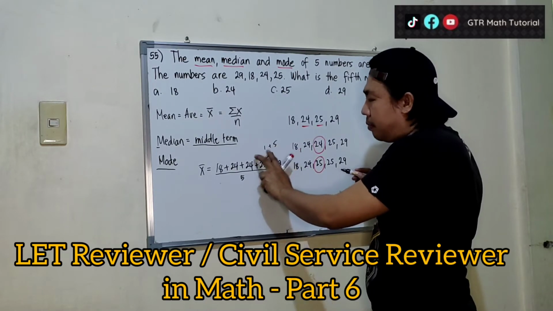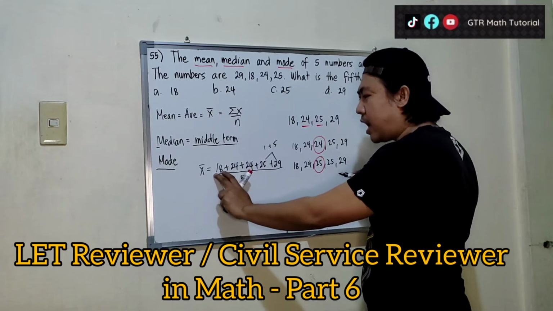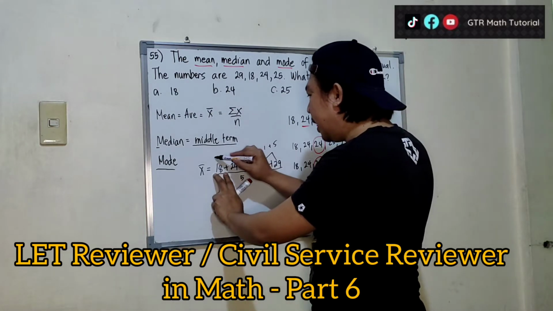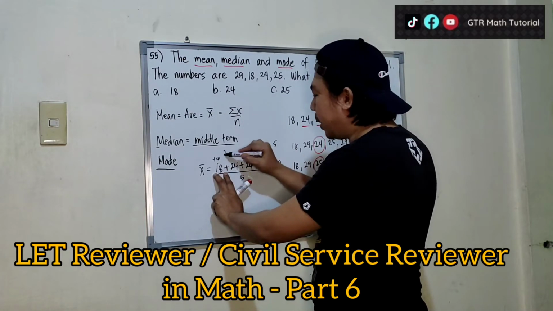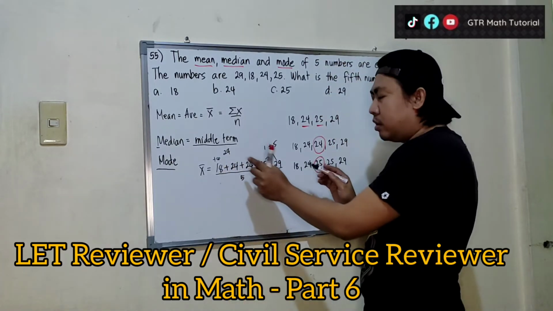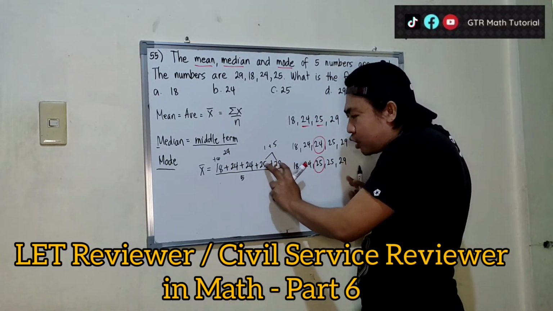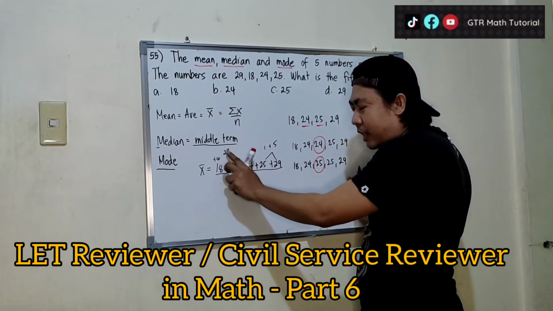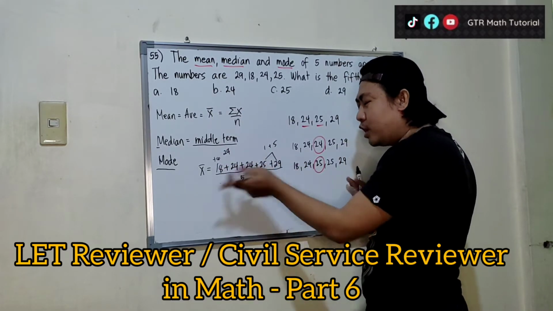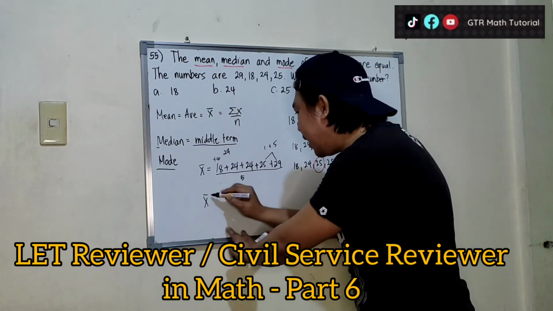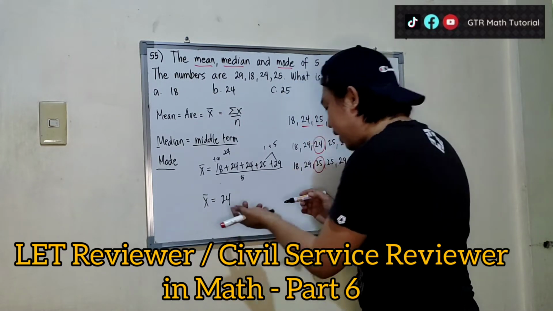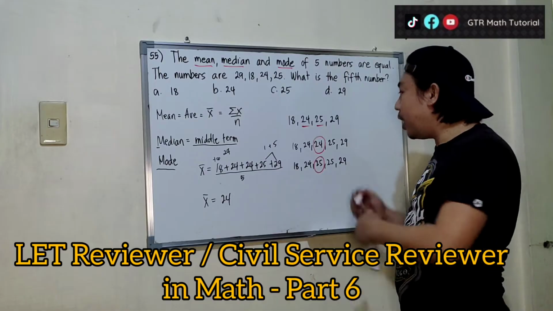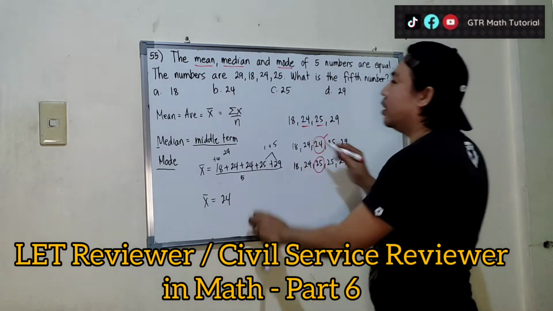Pag yung 1 and 5, 6 yan, dinagdag natin sa 18. 18 plus 6, so that is 24. Ayun, so eksakto. So pag tinanggal natin yung sobra sa 25 and 29 para maging 24, eksakto dito. So 24 na silang lahat. So therefore, ang mean ay magiging 24. Okay, so therefore, ang correct answer natin is 24.